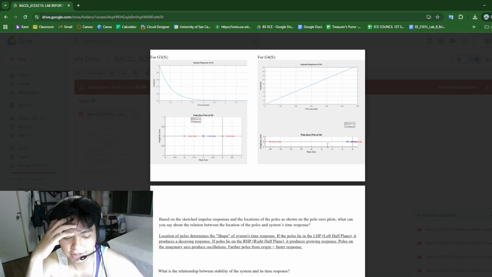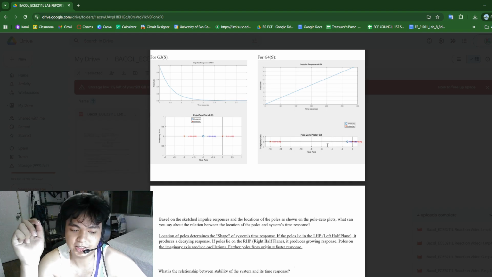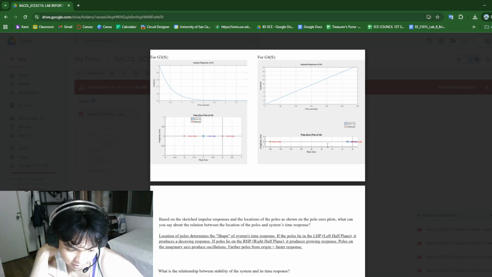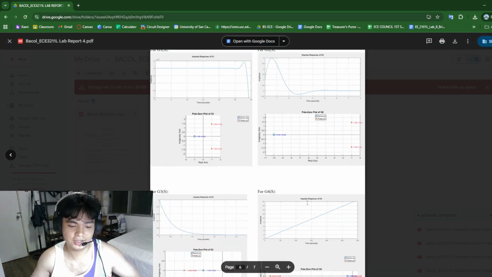And my key takeaways are the pole locations actually determine the system stability. So LHP or left half plane is stable and right half plane is unstable. And the imaginary axis is the oscillations, and as seen in the impulse responses, the poles directly affect how the system behaves over time.